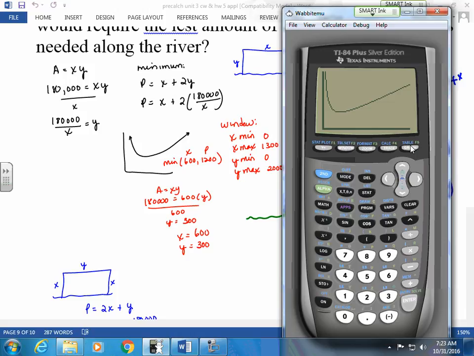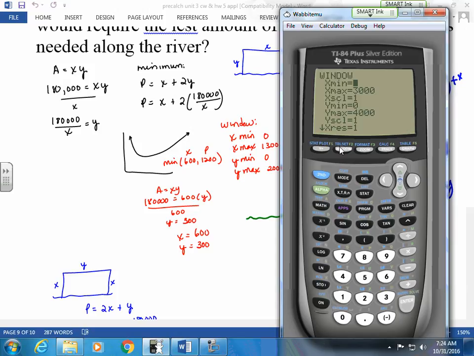Why? Why don't I really care about the Y value as much as the X? Danny, why don't I care about the Y? Which way is it turning? Down. So do I need the highest Y possible? I don't need the highest Y possible. I just need to see some kind of window here. This is my 0 right here. My Y min is 0. So my Y max isn't going to make that big of a difference.